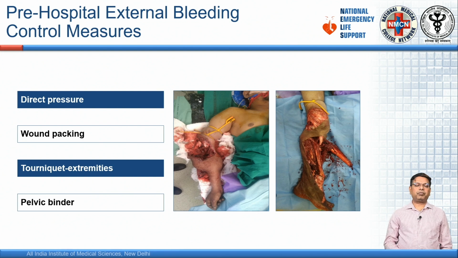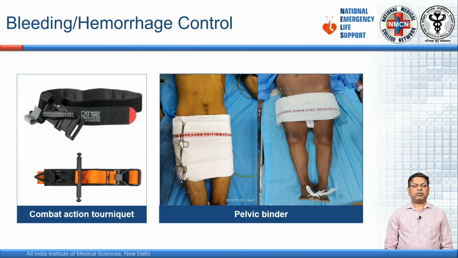For suspected pelvic fractures, we use pelvic binders to control the hemorrhage. You can see the various kinds of tourniquets. One kind is the CAT tourniquet, or Combat Application Tourniquet. These are costly, but very effective.